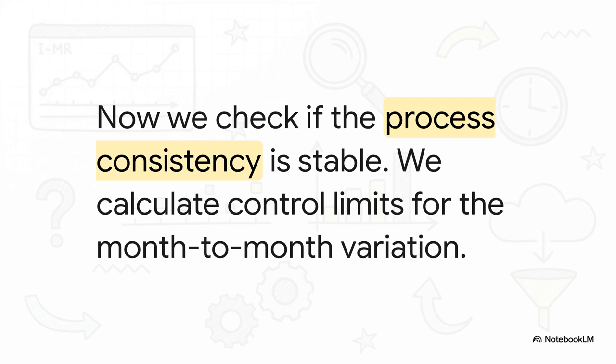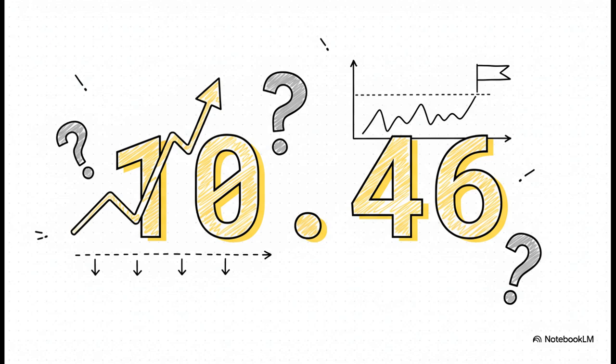Remember, we also have to know if the consistency of the process is stable. Is the month-to-month variation itself in control? That's what the MR chart limits are for. For our moving range chart, the upper control limit is 10.46. This means any jump between two consecutive months that's greater than about 10.5 miles is a signal that the process variation itself has become unstable. The process has become more erratic.